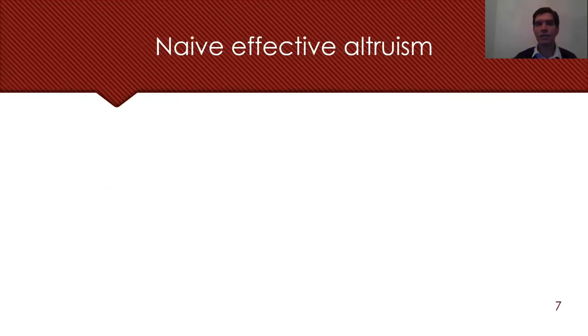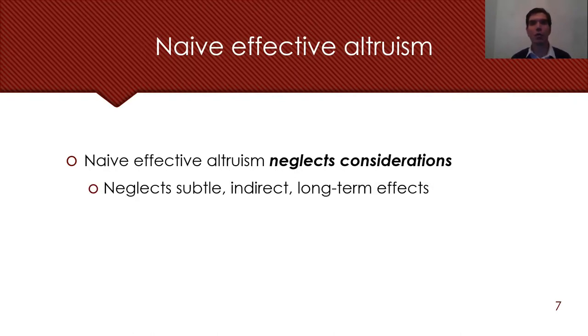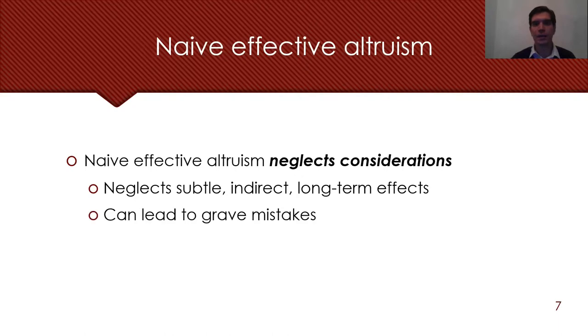So naive effective altruism, and I should also say that that list wasn't exhaustive, obviously, it was just some examples. Obviously there are more considerations that we need to consider when assessing whether to promote economic growth. So naive effective altruism, that's when you neglect certain of these important considerations. And of course, the considerations that people are more likely to neglect, those are the more subtle, the more indirect, the more long-term effects. You don't neglect very obvious ones, but you neglect less obvious considerations. And that might lead to grave mistakes, to you pursuing actions which are ineffective or maybe even harmful.